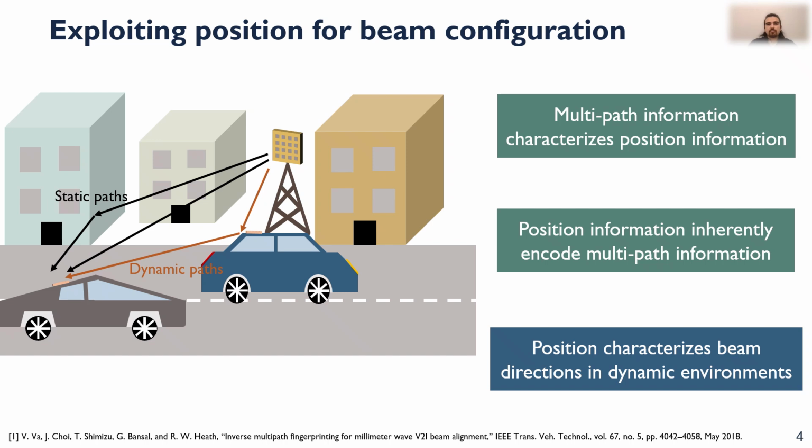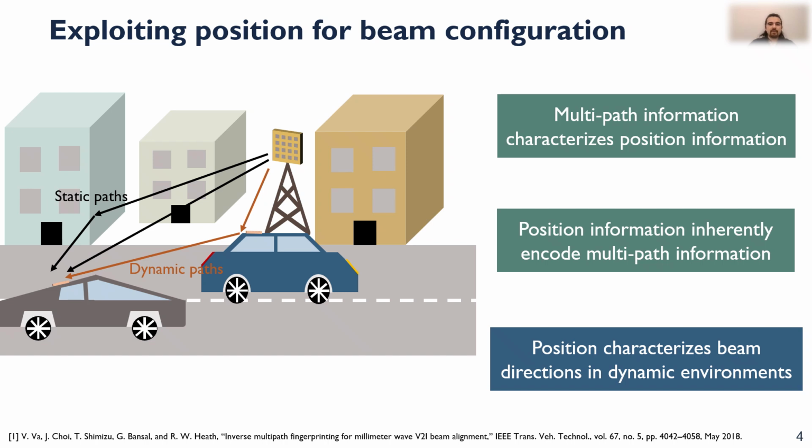Let's talk about the importance of position information in relation to the beam configuration. Beams are special filters in 3D space where they amplify the signal from a particular direction, and they reject signals from other directions. For a given environment as shown in this figure, there are two vehicles and a base station, and there are many static objects such as buildings and lampposts, and the mobile objects consist of vehicles, pedestrians, or other mobiles you can think of.